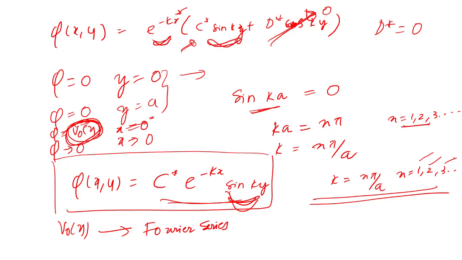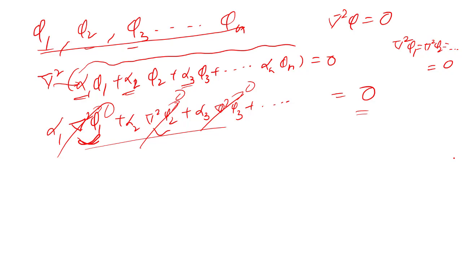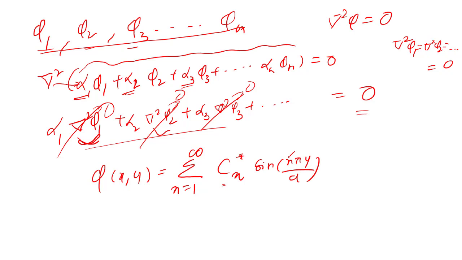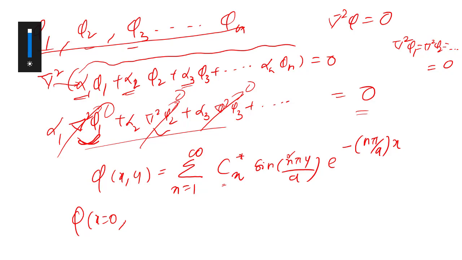So in general, we can write phi of xy as a series going from n is equal to 1 to infinity, of some Cn. This is a coefficient that is unique for each n, right? And we have e to the power minus kx, but k is n pi by a. So we have this as the general solution. But when we have phi at x is equal to 0, we want this to be equal to V0 of y, right? So we want this to be equal to the sum from n is equal to 1 to infinity.